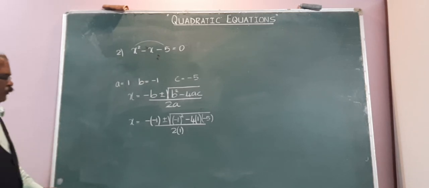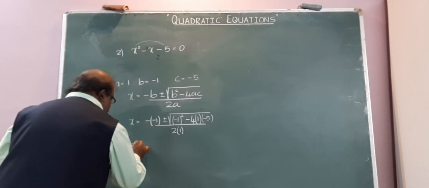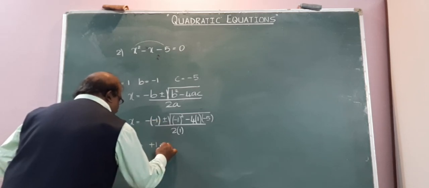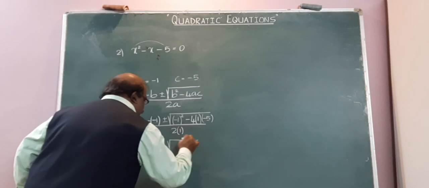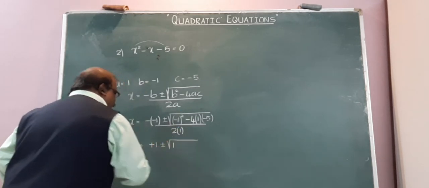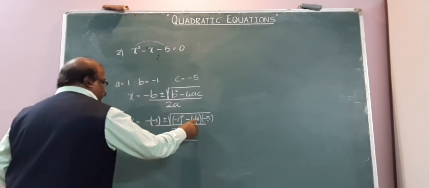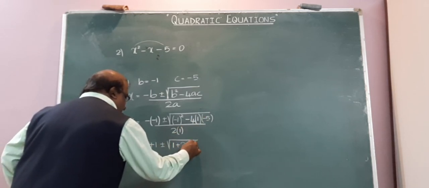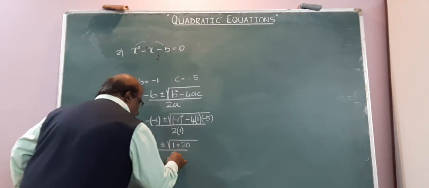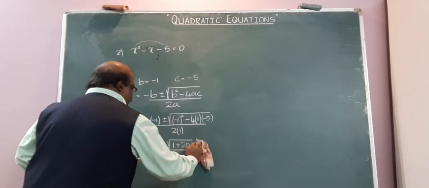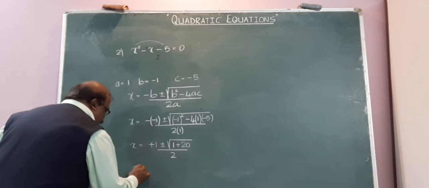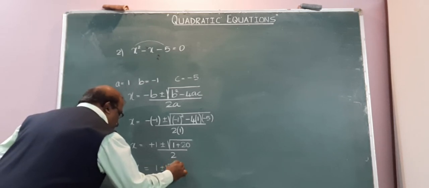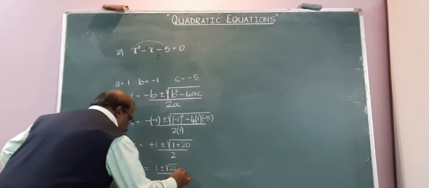So what is x? Minus into minus plus 1, plus or minus root of minus 1 whole square is 1, minus into plus minus, minus into minus plus, 4 5s are 20, upon 2. What am I going to get in my last step? x is equal to 1 plus or minus root 21 upon 2.